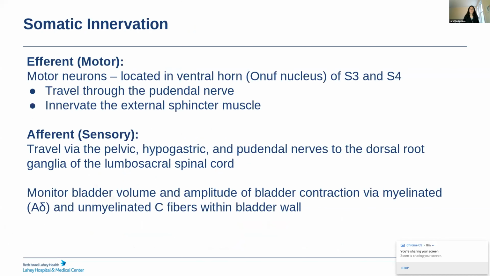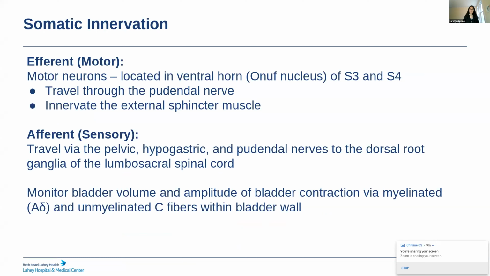Now to talk about the somatic pathway. The somatic pathway involves your motor neurons, the efferent pathway. Those motor neurons are located in the ventral horn, otherwise known as the Onuf's nucleus. So that will sometimes come up on test questions as well. And that'll be located in S3 and S4. Those neurons will travel through the pudendal nerve and innervate the external sphincter muscle.